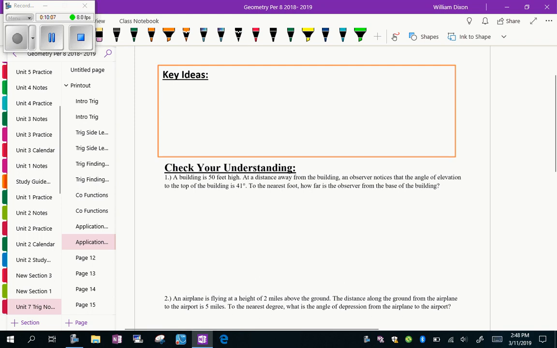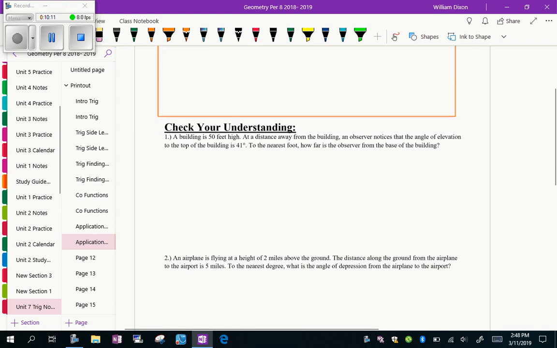All right, now what I want you to do, there are a couple of key ideas that I want you to write down. I want you to try and set up and solve for the check your understanding. Remember, draw the picture. The picture is very important. Remember that the angle of elevation equals the angle of depression, very important.